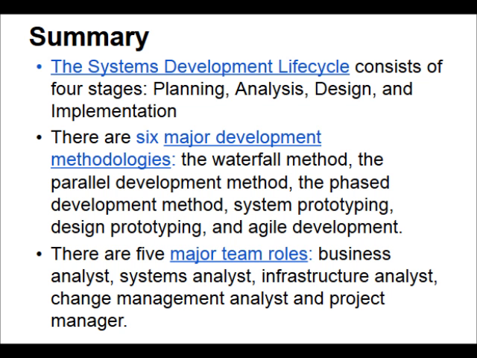So here is the summary for today. The system development lifecycle or SDLC consists of four stages: planning, analysis, design, and implementation. There are six major development methodologies: the waterfall method, the parallel development method, the phased development method, system prototyping, design prototyping, and agile development. There are five major team roles: business analyst, system analyst, infrastructure analyst, change management analyst, and the project manager.